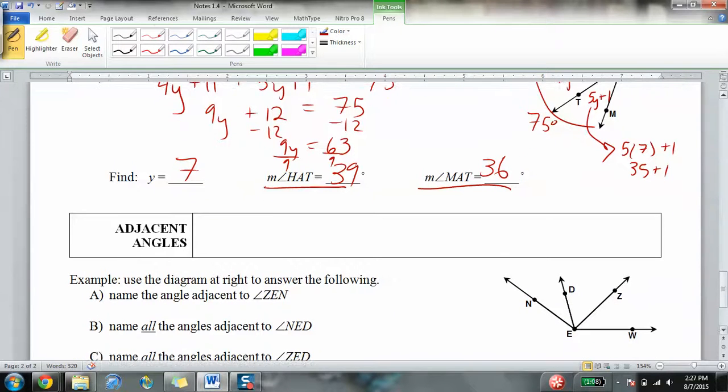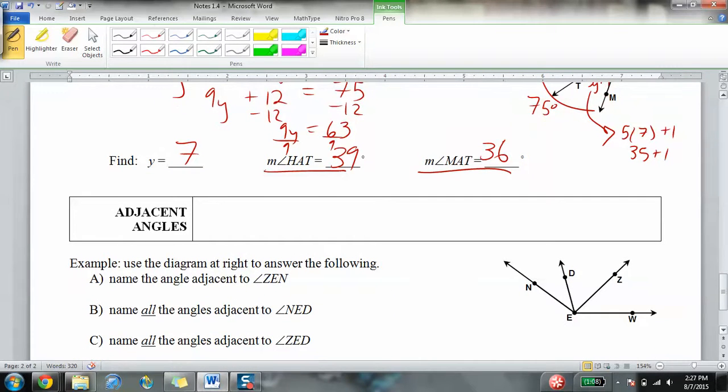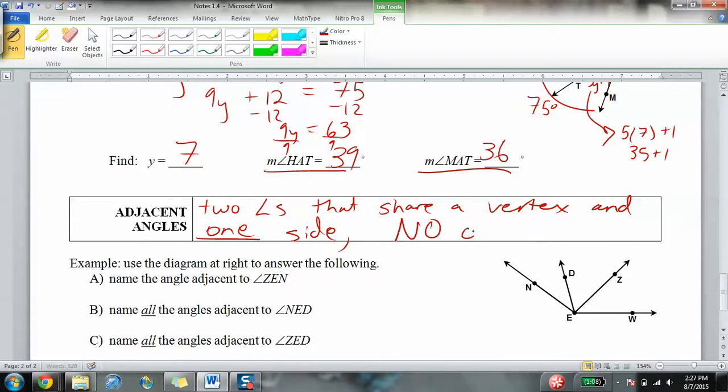Another concept involving angles is adjacent angles. So this is a little bit complicated. Adjacent angles are two angles that share a vertex and exactly one side. However, they do not overlap.